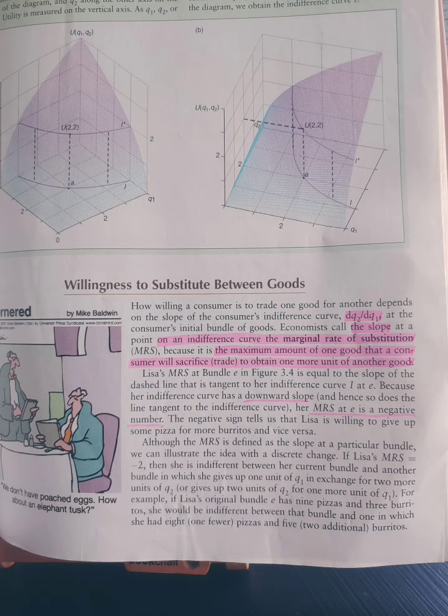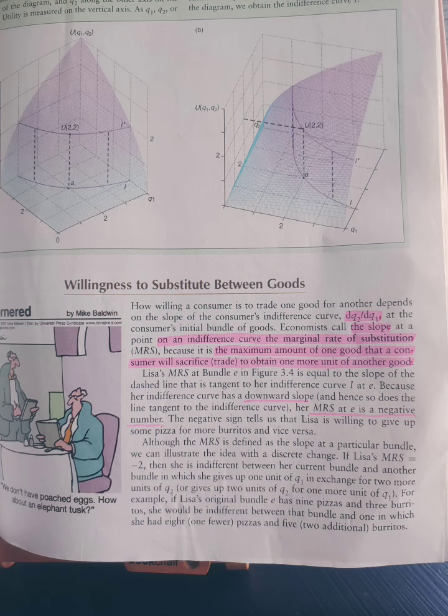Willingness to substitute between goods. How willing a consumer is to trade one good for another depends on the slope of the consumer's indifference curve, dq sub 2 over dq sub 1 at the consumer's initial bundle of goods.